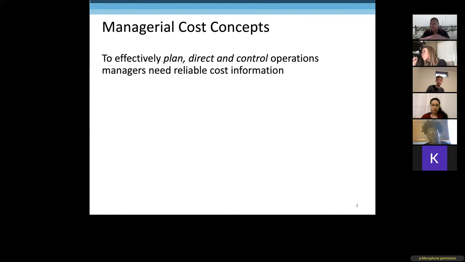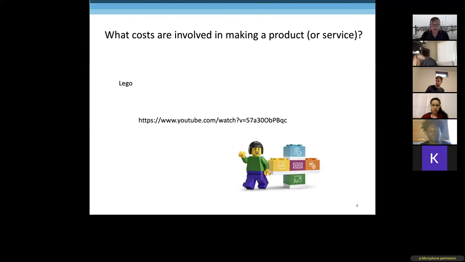For the company, in order to effectively plan and control operations, the manager will need to rely on cost information. For example, I'm going to ask you a very important question. What costs are involved in making a product or service? You are in the business, you better know your cost.